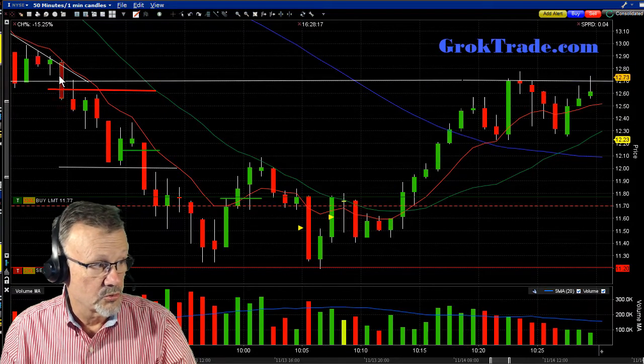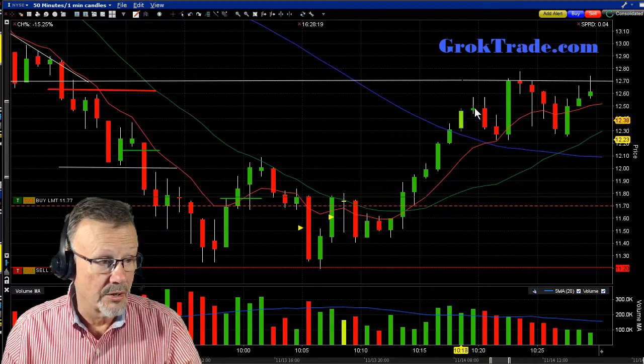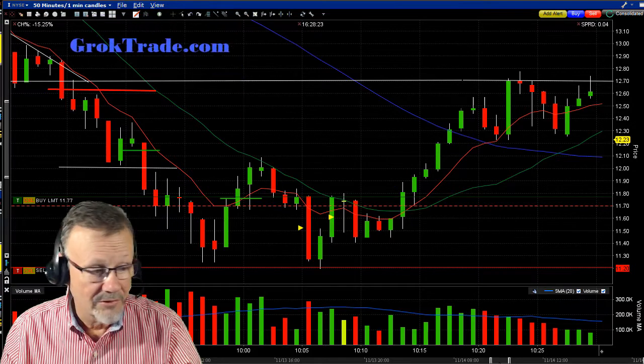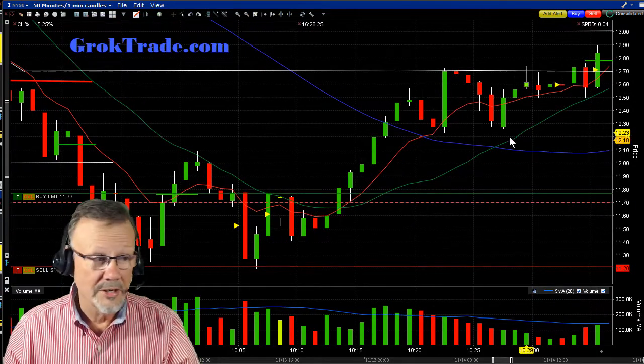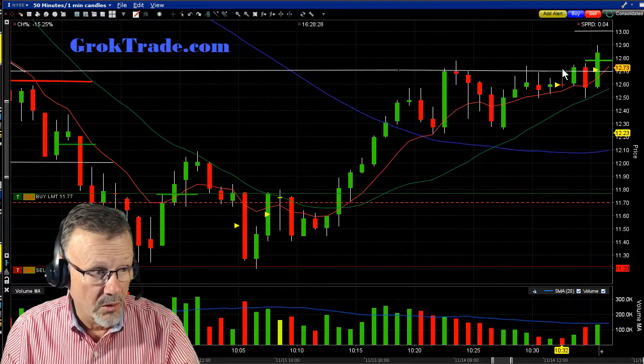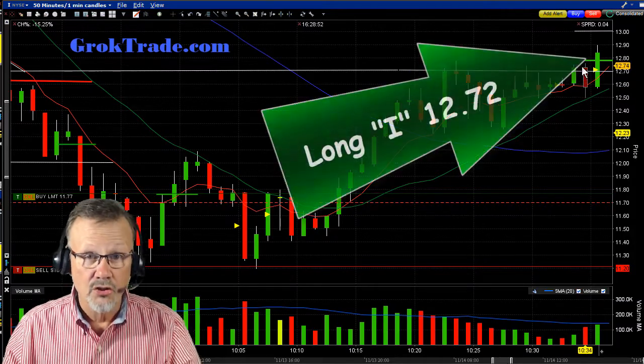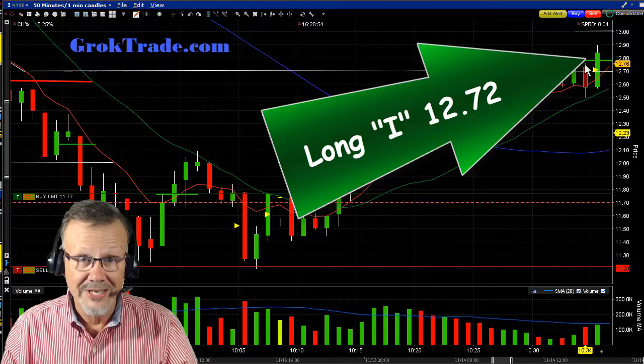That 12.70 was where it was support before, where I went short. So now that's acting as a resistance area. An hour and a half later here in the markets, now these are 1 minute candles, by the way, I set up a trade to go long, and sure enough, boom, look at that. It just broke out here, and I am long at 12.72 on Intelsat.